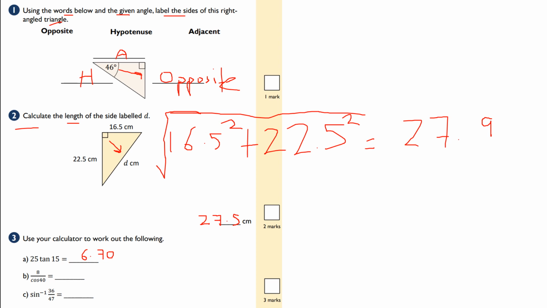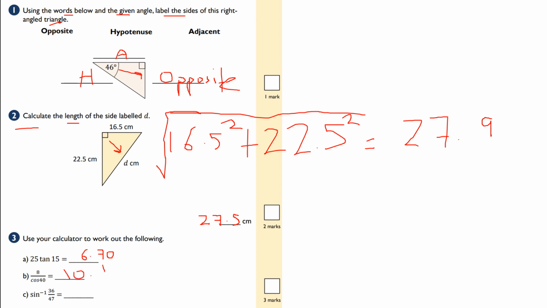Next one, we've got 8 over cosine of 40, or cos 40. Close the brackets. We get 10.44 to 2 dp.